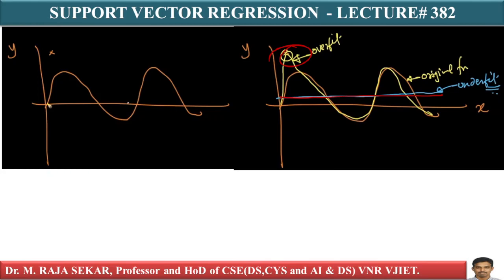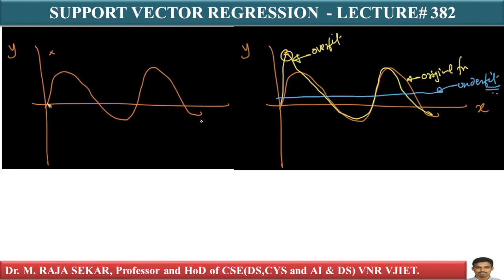The original curve is just like a sine wave, and you are representing it with a straight line. That is underfit, isn't it? Representing a sine wave with a straight line is super underfit. This is how overfit and underfit work in regression, and that's exactly what is shown here.